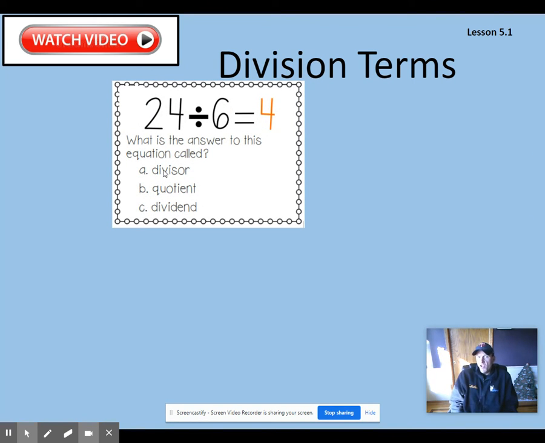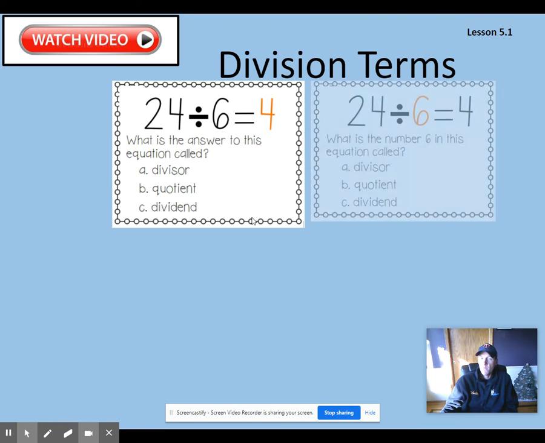Our first question here, what is the answer to this equation called? Well, we know the answer is 4 is what you might be thinking, but is that a divisor or quotient or dividend? That's right, it's a quotient. Let's take a look at our next card.